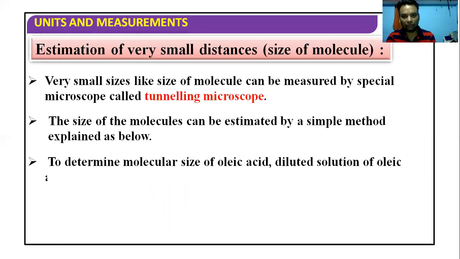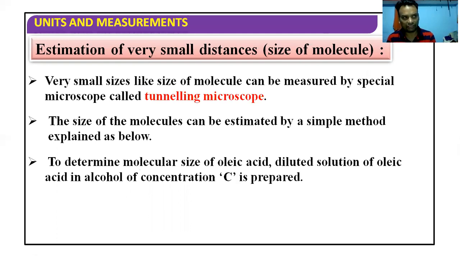Estimation of very small distances. Now, it is very easy to find out the size of the moon, the diameter of the moon. But the problem is at the microscopic level. How to find out the size of a molecule? For that, we are using a special technique, a special tool called a tunneling microscope, or the complete name is STM, scanning tunneling microscope. With the help of a scanning tunneling microscope, the diameter of a molecule, the radius of a molecule, the size of a molecule, the size of an atom, can be found out.